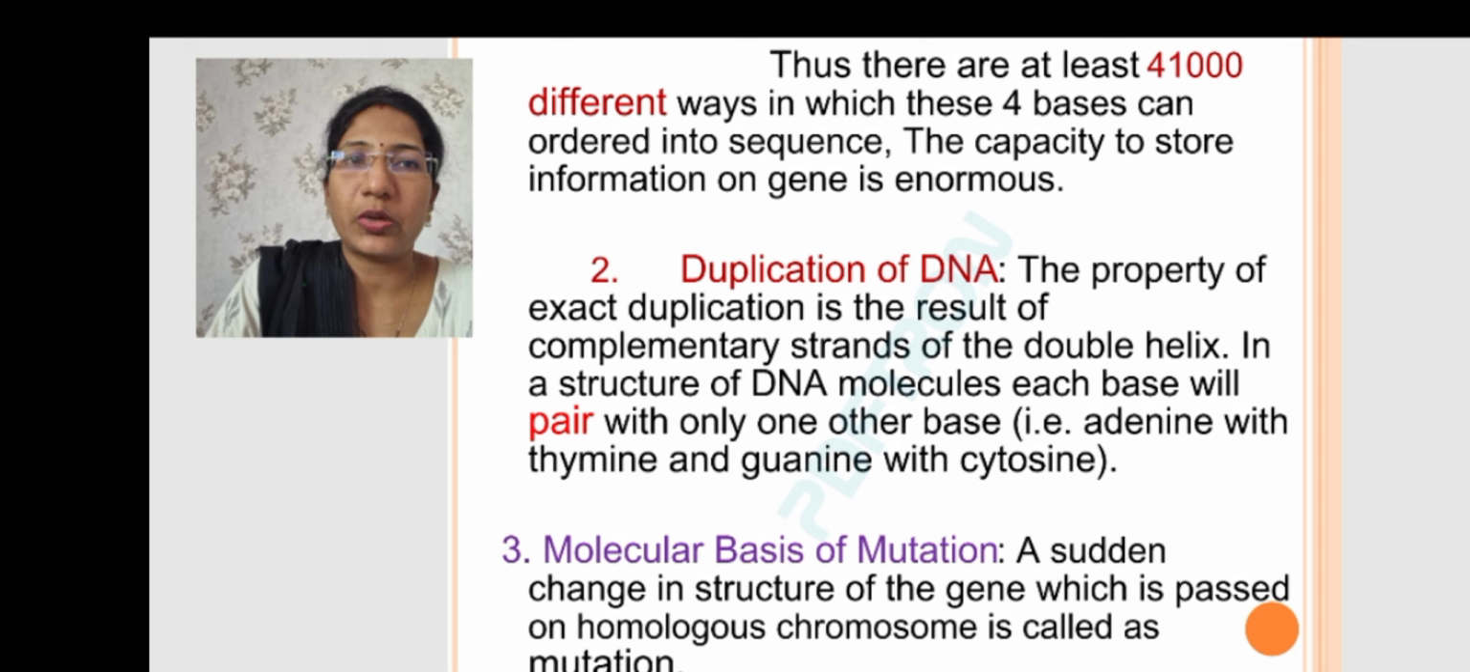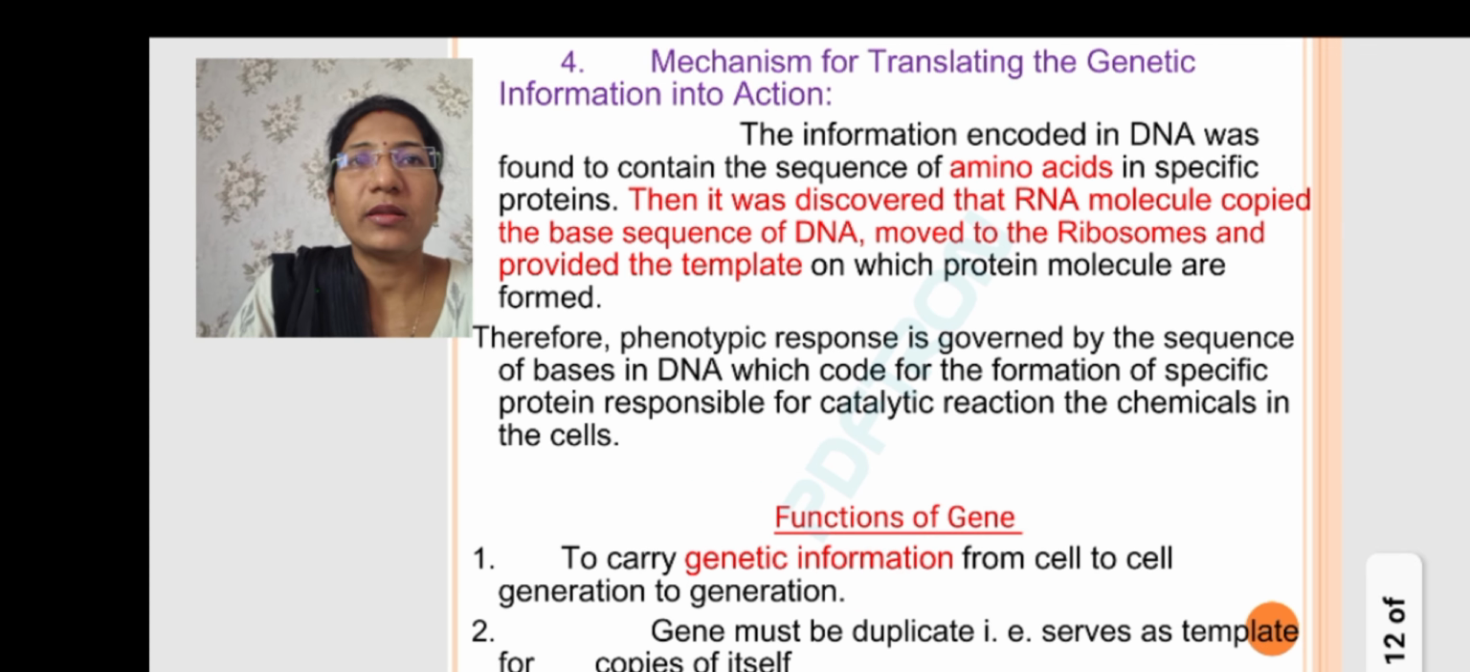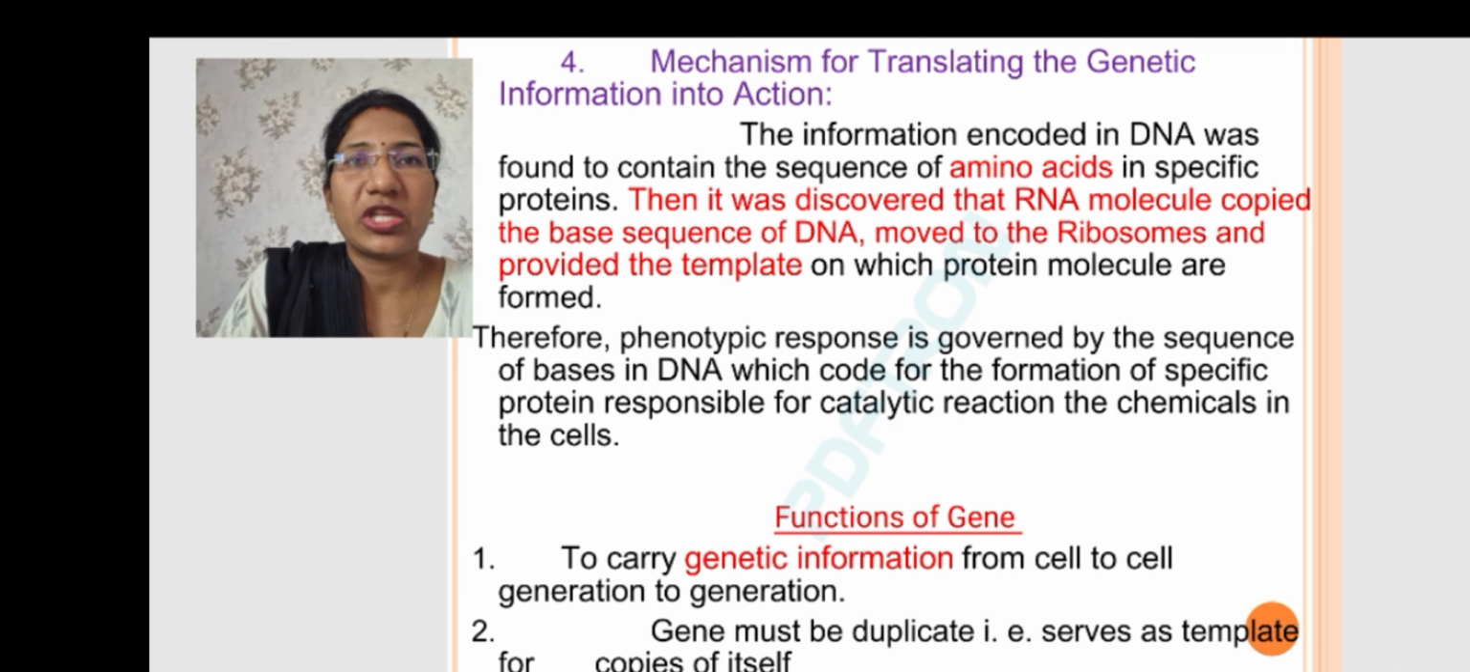Then third one, molecular basis of mutation. All of you have known or heard the terminology of mutation. That means mutation is the sudden change in the genetic makeup of an organism that may be passed on to homologous chromosomes, is called mutation. Then last one, that means mechanism for translating genetic information into action.